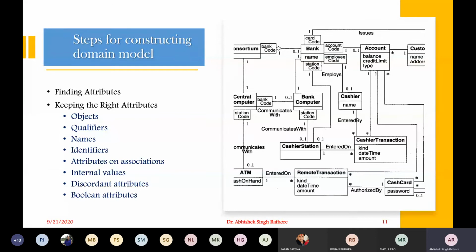Then we have identifiers. Let's say your object oriented language incorporates the notion of object identifiers. Usually your identifiers unambiguously reference particular objects. So we don't want to include an attribute whose only purpose is to identify a particular object. We only want the list of attributes that exist in your application domain.